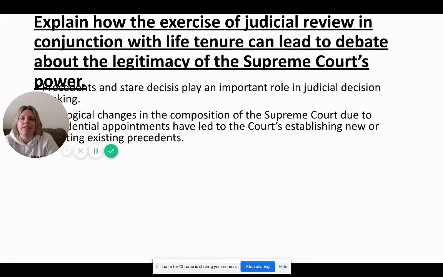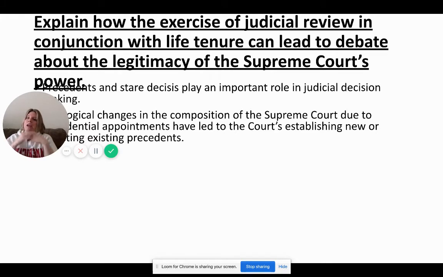Okay, so precedents and stare decisis play an important role in judicial decision-making. Remember that precedents are basically those rulings or future guidelines. So I make a ruling and I say, here's the precedent that's established, and then future courts or future judges are supposed to follow those. They can reject those. They can establish new ones, though, and that happens all the time. For example, Plessy v. Ferguson, the precedent established was separate but equal. And then 60 years later in Brown v. Board of Education, they said that precedent was wrong.